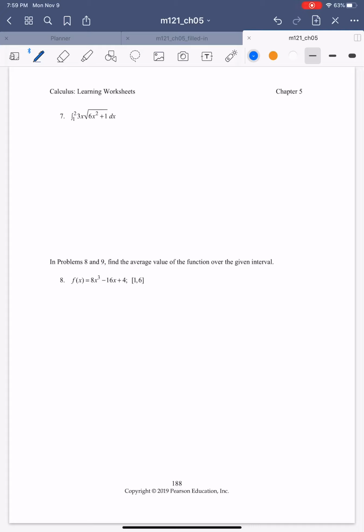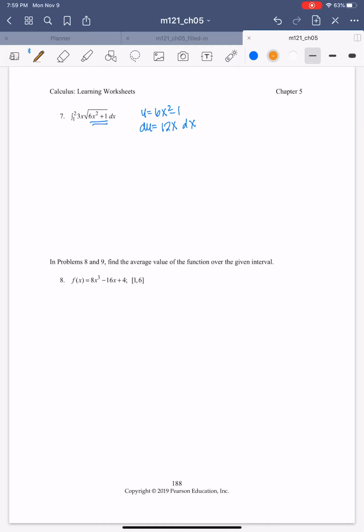Number 7. Again, I see that square root, so I'm going to do the u substitution. Let's begin with the u substitution and then integrate. U will be 6x squared minus 1 because I see kind of a chain rule, the inside function as u. My du will be 12x dx.